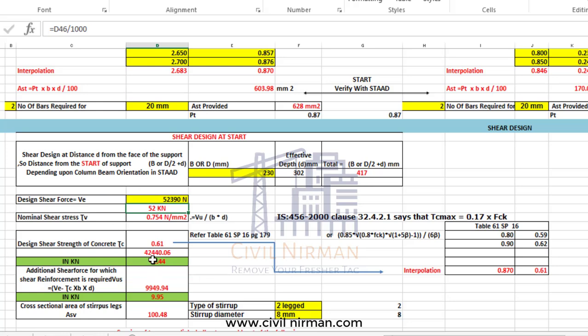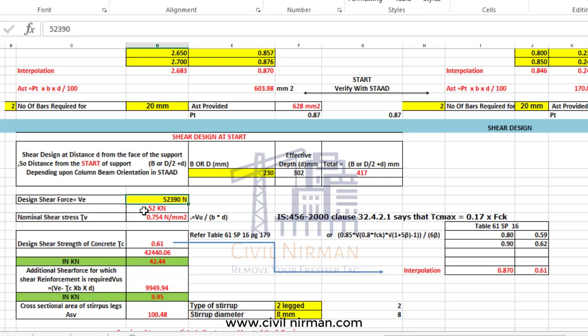Now see, if this particular value is higher than this particular force, then you don't require any stirrups. Your shear force will be resisted by the stirrups. If your section capacity is more than the actual shear force, then you don't require additional shear reinforcement, right? And we provide shear reinforcement in terms of stirrups. That's the simple logic, right?